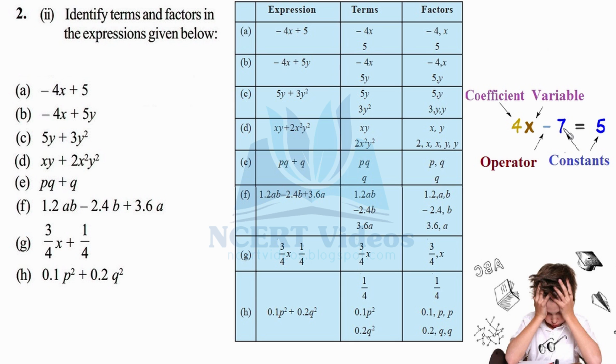And on left hand side, 7 is a constant here. And what is a coefficient? It is the numerical part most of the times.